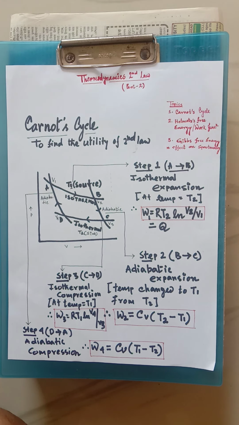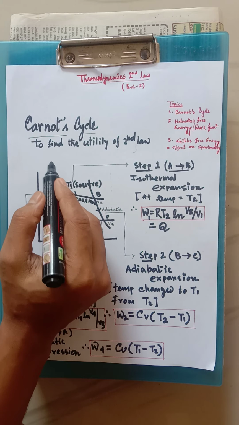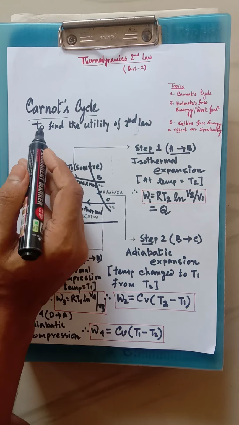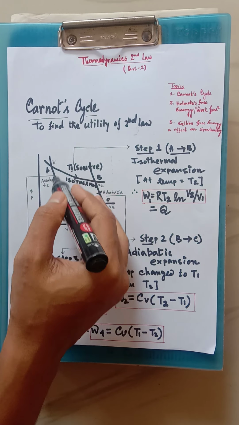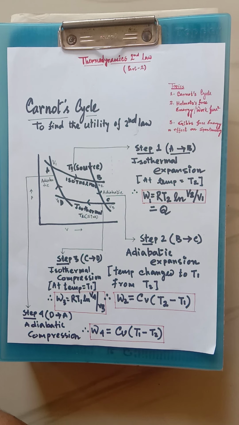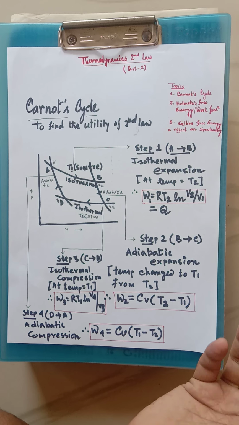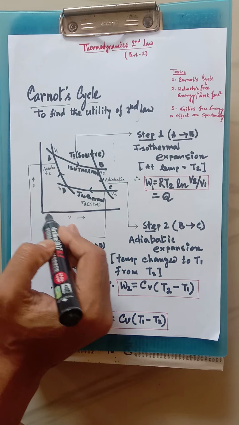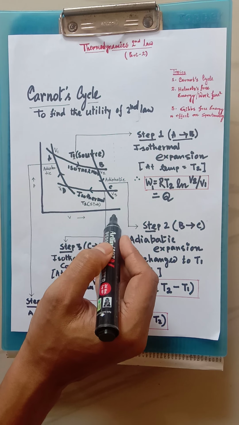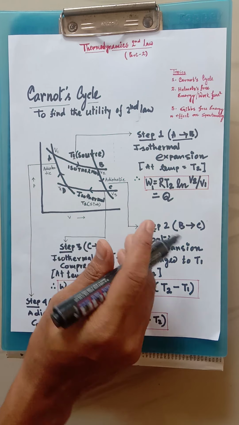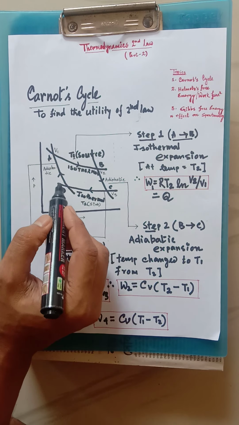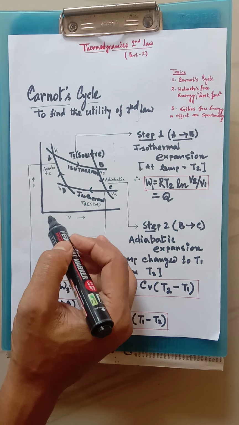Actually, Carnot cycle can be used to find out the utility of the second law of thermodynamics. In this cycle we have to find out how much work we will obtain by giving heat. Now let's start. This is the diagram I have already mentioned. In case of Carnot cycle, this is the overall cycle, and 4 steps are taken.